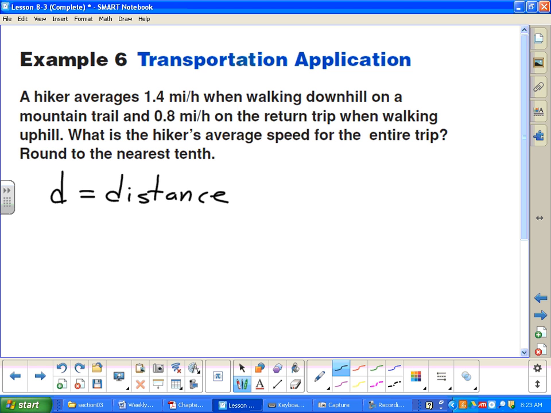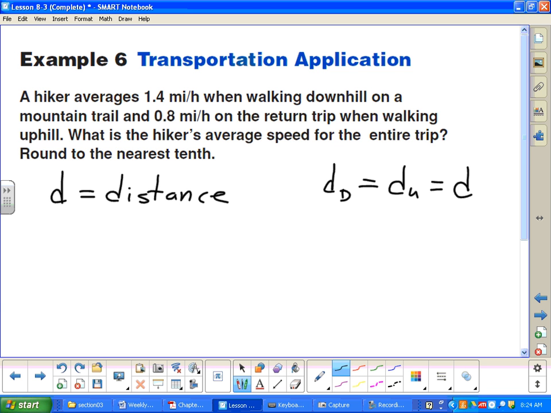It would be the same, okay? So the distance going downhill, we'll use a capital D to represent downhill, is the same as the distance uphill, okay? Which we're just going to call D then. So we want to make that clear: the distance going downhill is the same as the distance uphill.